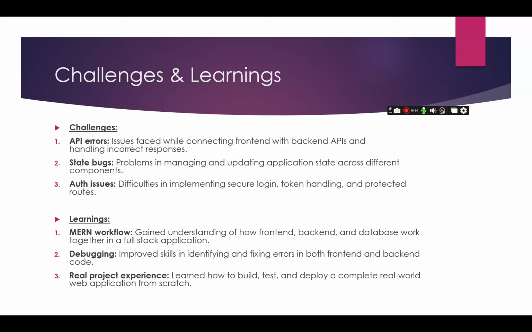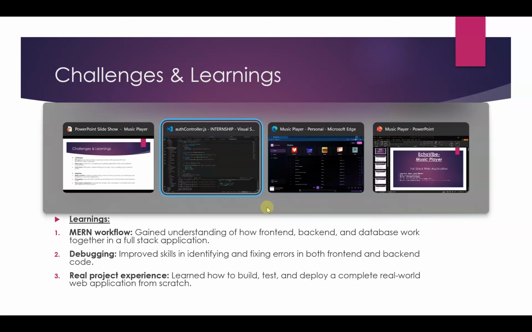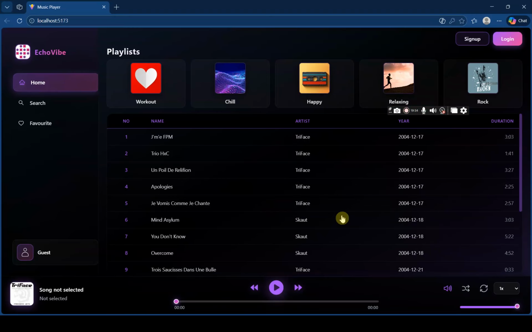So now we will go to our application, that is the web application. So here, this is our web application, that is EcoWeb. This is the side menu in which we have home, search, favorite. As we are not logged in currently, so here it's showing as guest, and none of the song we have selected to play. So here, song is not selected. This is our footer region.